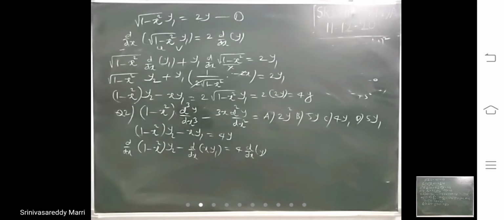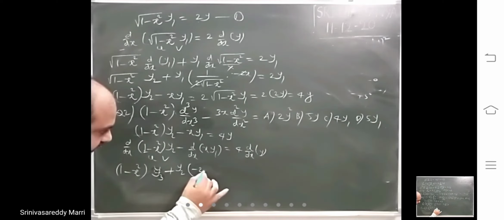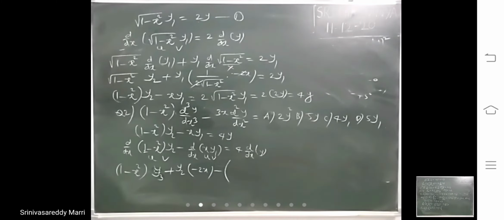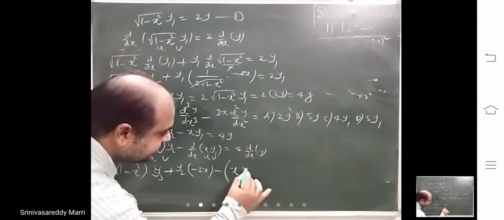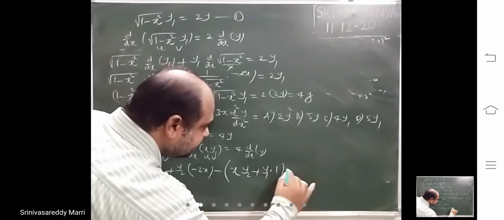So now here it is uv. Here 1 minus x square is u, into d by dx of y2, the second derivative, you will get y3. Plus y2 into d by dx of 1 minus x square, that is minus 2x. Again here uv: minus of, this is u, this is v, x into d by dx of y1, that is nothing but y2, plus v into y1 into d by dx of x, that is 1.